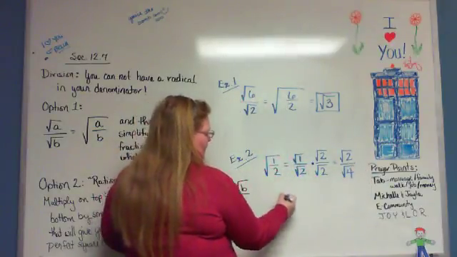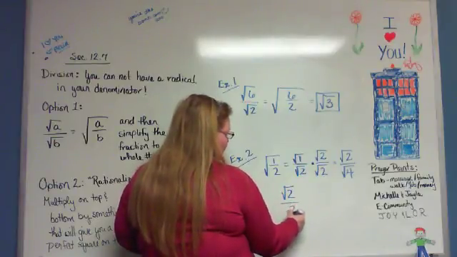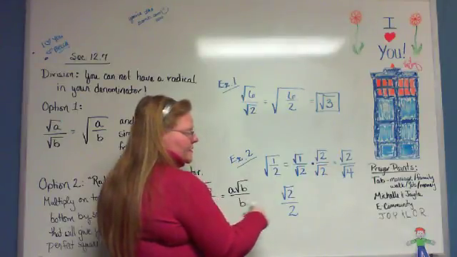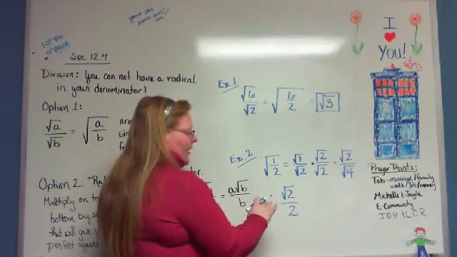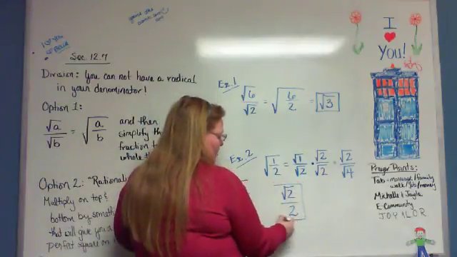Now we can't take the square root of 2, but we can take the square root of 4. The square root of 4 is just 2. Now I don't have a radical on the bottom. It's still a fraction, but that's okay. I don't have that radical on the bottom, it's just on the top.